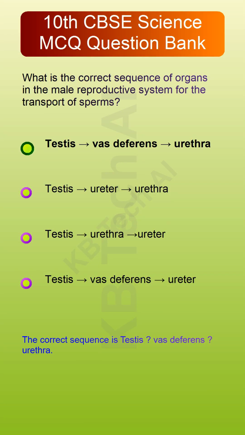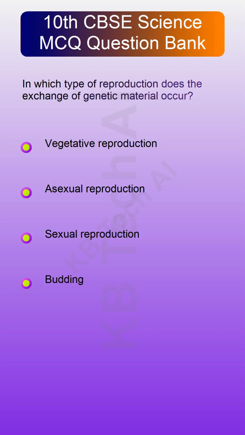The answer is, option 1, testis gives vas deferens gives urethra. In which type of reproduction does the exchange of genetic material occur? Option 1, vegetative reproduction. Option 2, asexual reproduction. Option 3, sexual reproduction. Option 4, budding.